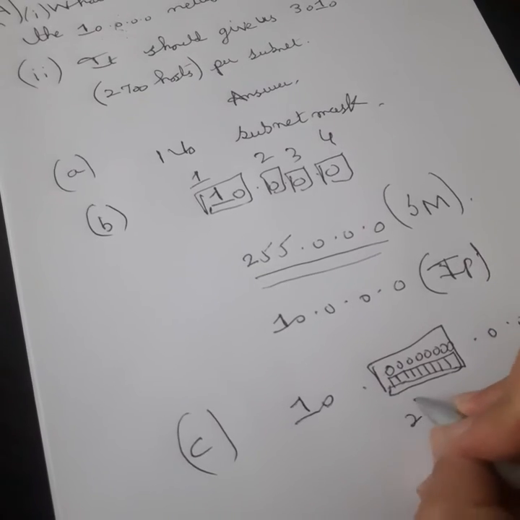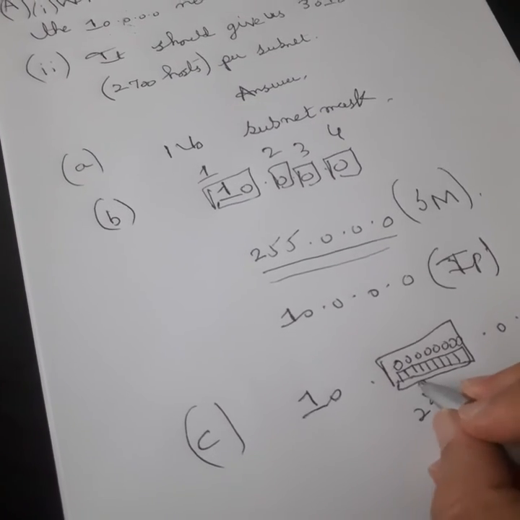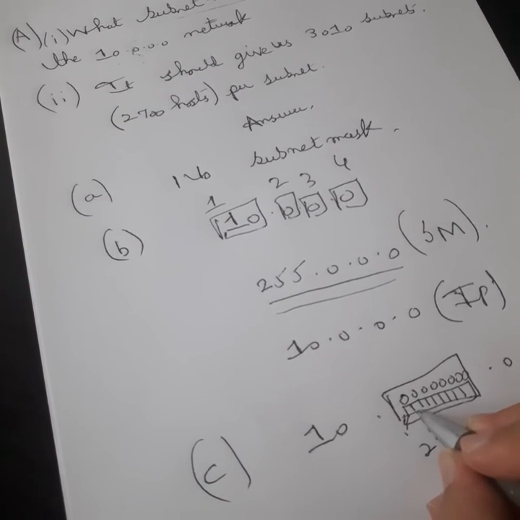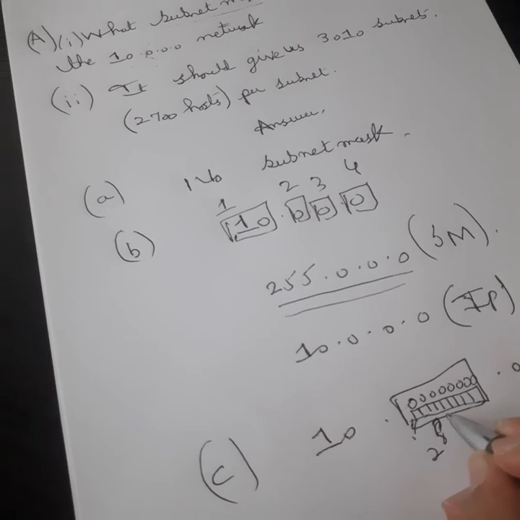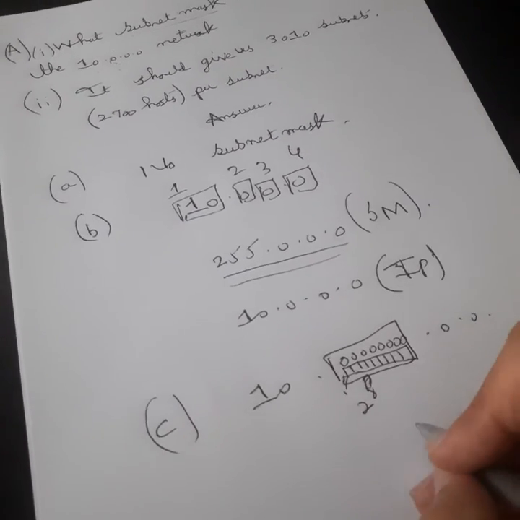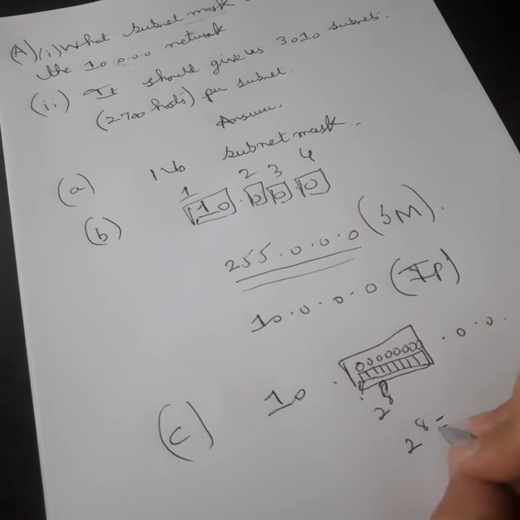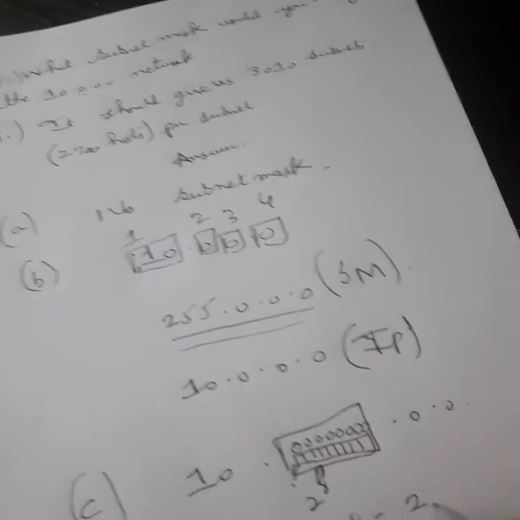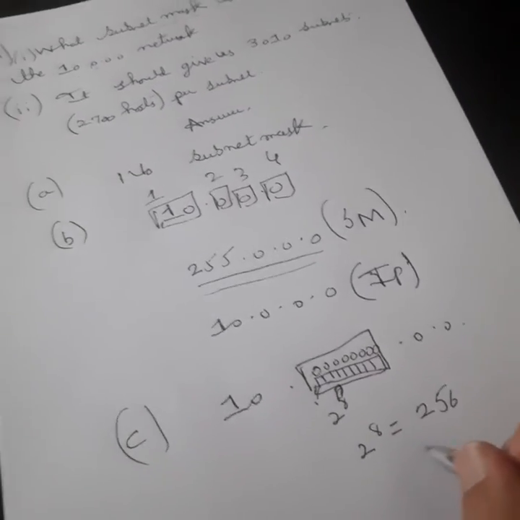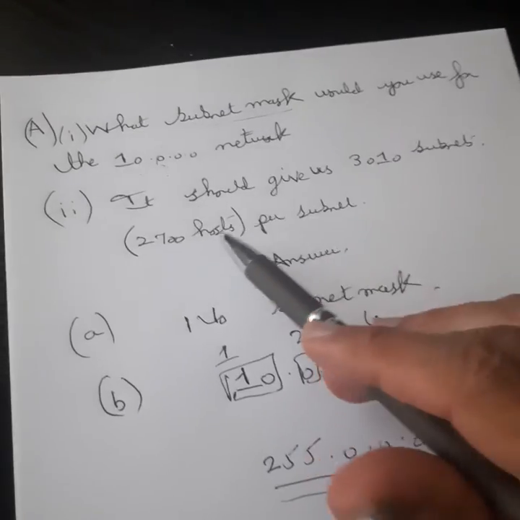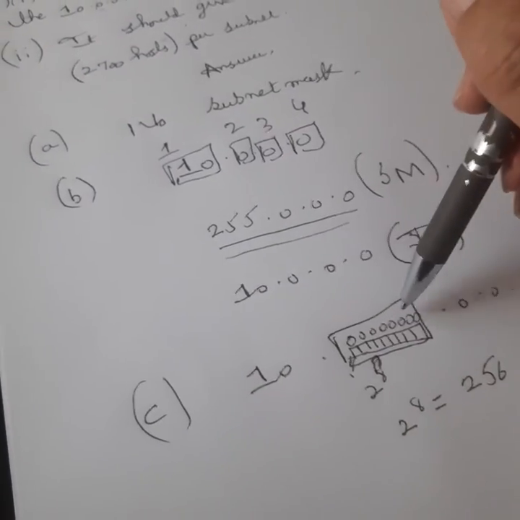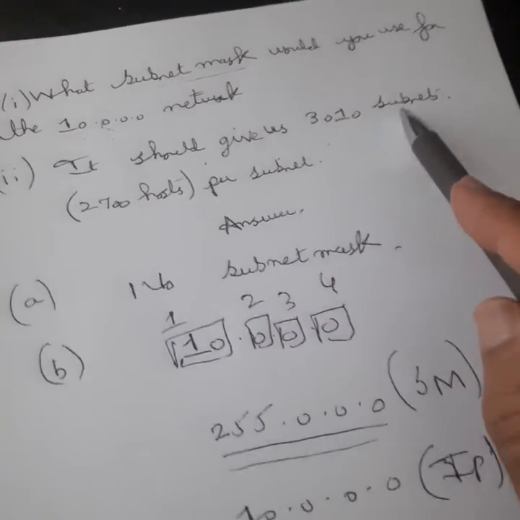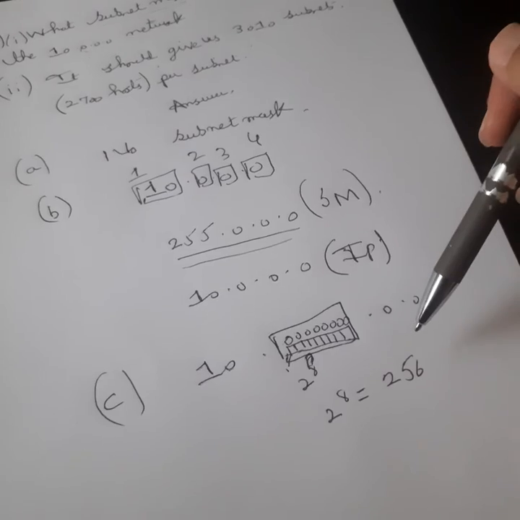I'll tell you. 2 to the power 8. Everyone is going to ask, how did that happen? That's 2 power 1, 2 power 2, 2 power 3, 2 power 4, 2 power 5. As we all know, 2 power 8 is 256. Because we have changed the state here, we get 2 power 8. But we need 3010 subnets, and we only have 256 at the moment.